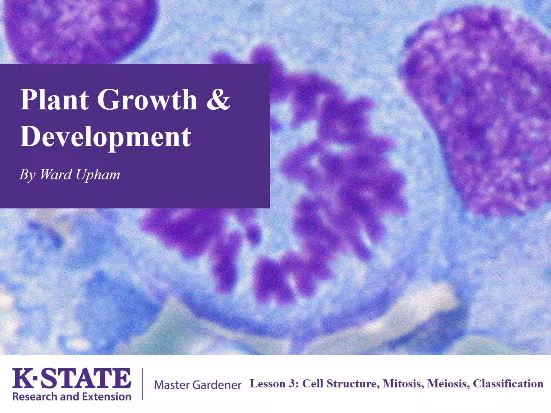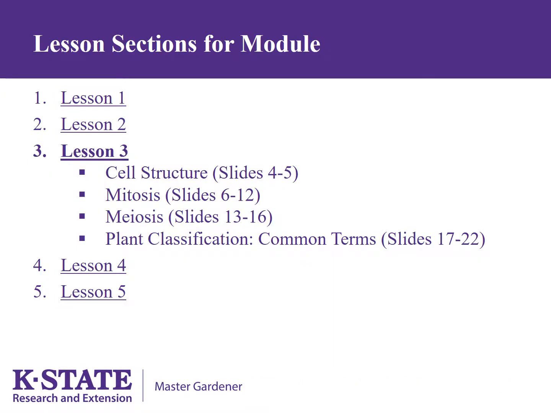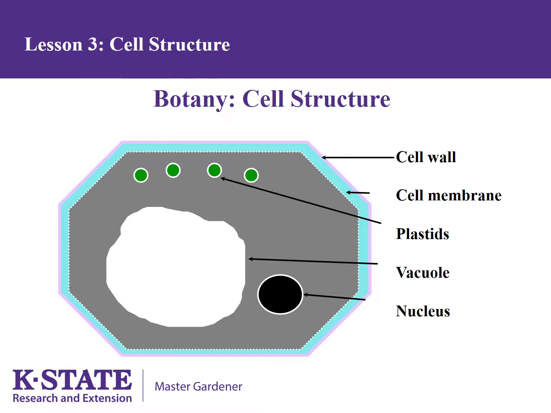This lesson covers structures and processes that happen at the cell level. We will be covering cell structure, mitosis, meiosis, and the introduction of certain horticultural terms. Plant cells contain a number of different structures, including a cell wall, cell membrane, plastids, vacuoles, and a nucleus.